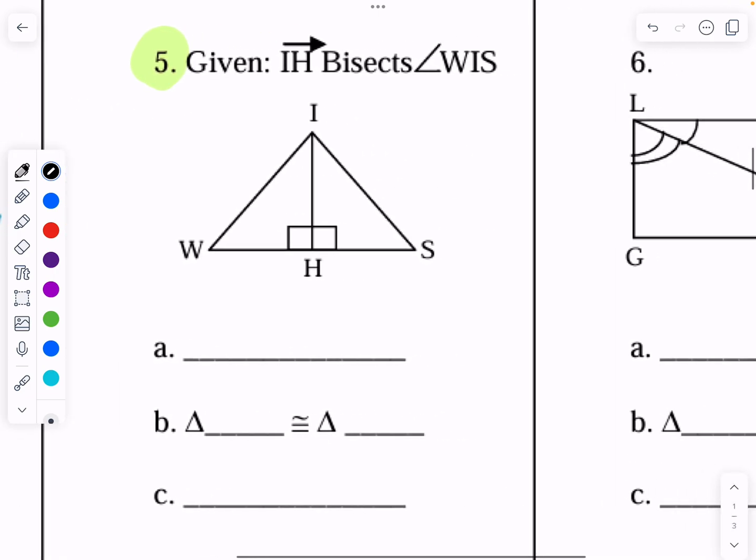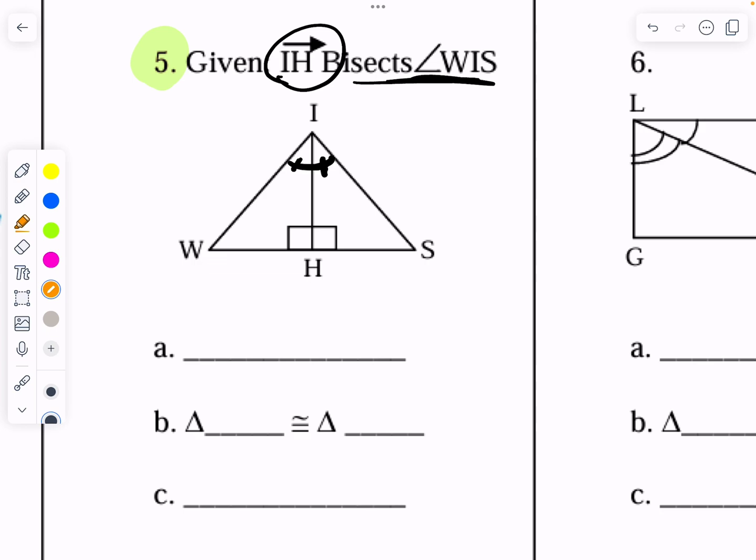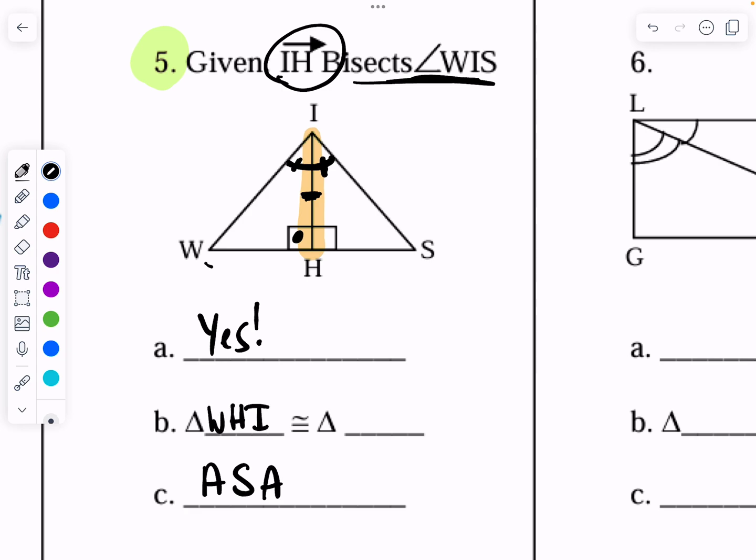Last one, we've got IH is bisecting an angle. So this is the angle that we're talking about, and that angle is bisected, leaving me with 2 congruent angles here. I also then have this middle side that they're sharing, so that's going to be congruent as well. So I've got an angle, I've got a side, and then I've got this 90 degree. So yes, these are congruent. And that's by, it looks like angle, side, angle. And then if I do my, I'm going to do WHI. So here, here, and up. That's going to be WHI or SHI.